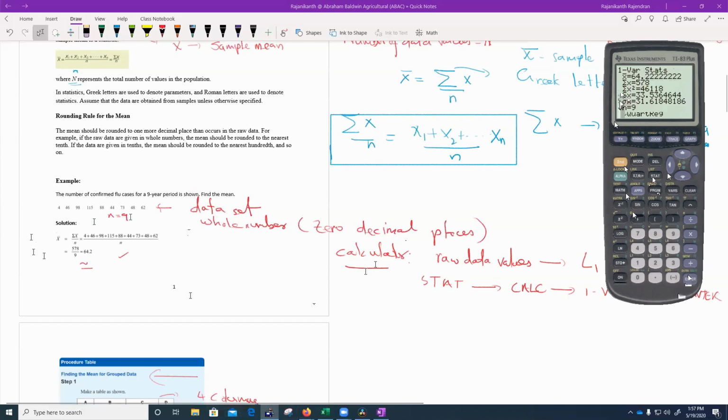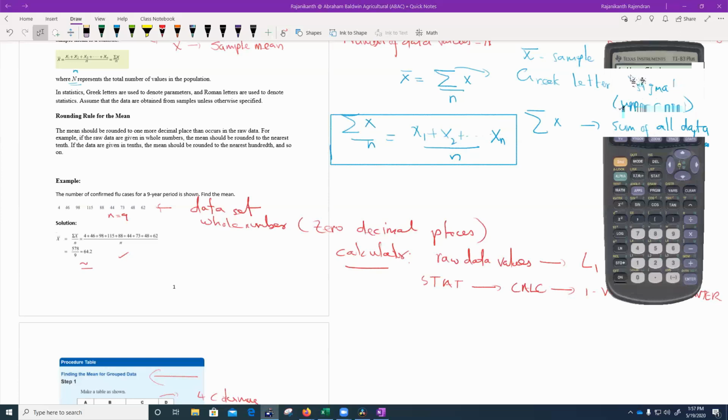Now we are looking for a sample mean, which is X bar, right? So if you look at your answer here, X bar, you have to round your answer to 1 decimal place, since all the values are 0 decimal places in my raw data. Therefore, my answer is 64.2. Yes, correct. Exactly, we got that answer. So this is very easy when you enter all the values into the calculator. So this is the easiest way.